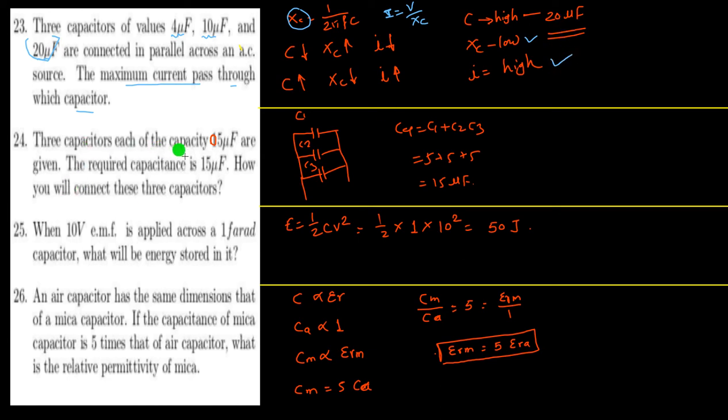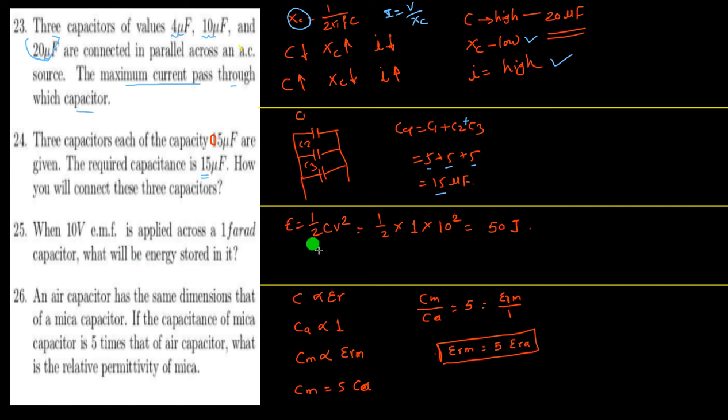Three capacitors each of 5 microfarad are given and the required capacitance value is 15 microfarad. So how will you connect these three capacitors? C1, C2, C3. Suppose I connect them in parallel. So it is C1 plus C2 plus C3, which gives 5 plus 5 plus 5. It is 15 microfarad.